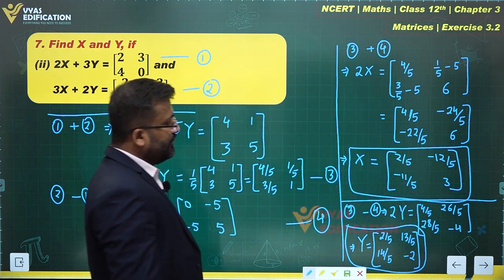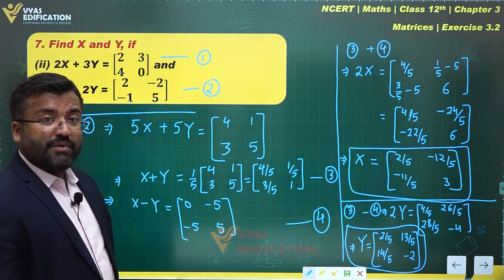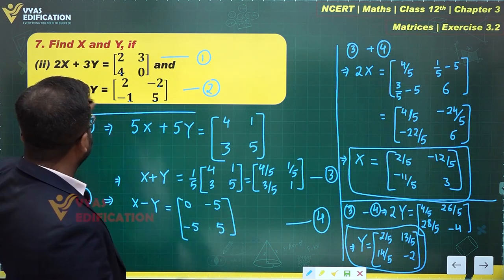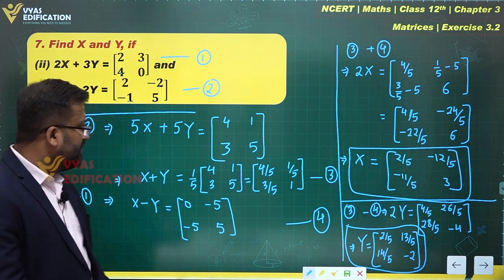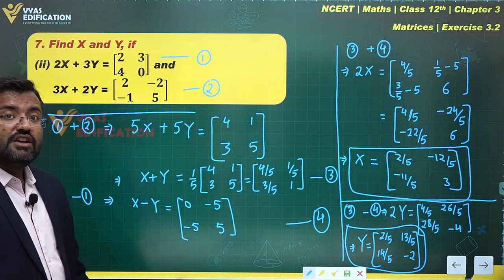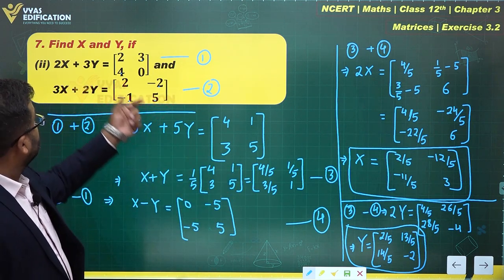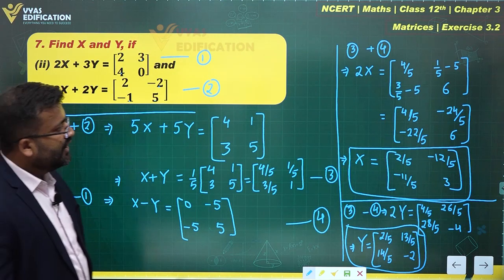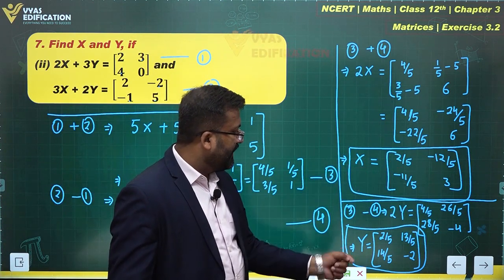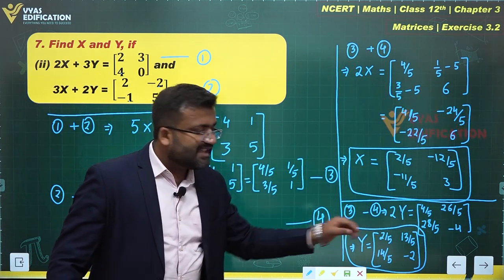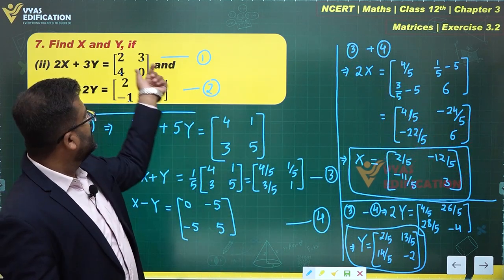Right. Once we are through with this, we have obtained x and y, yes, but can we also verify this given condition? Yes, we can verify this x and y, x plus y and x minus y and all. So let's check whether 2x plus 3y is equal to this. Let us check the first equation. What do we have? 2 times x would be 4 by 5 and 3 times y would be 6 by 5. 4 by 5 plus 6 by 5 would be actually 10 by 5, which is 2 here.